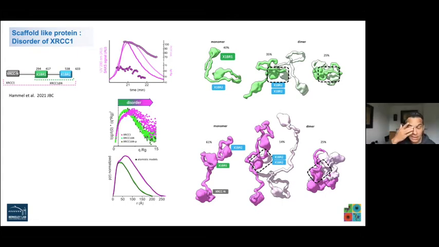Okay. And then the other thing for separation of large things is that there are these standard columns that people have: the Superdex, Superose, and the Shodex KW800 series.